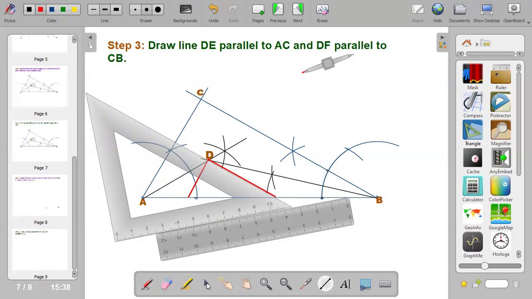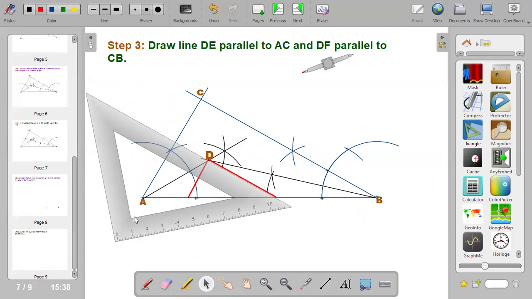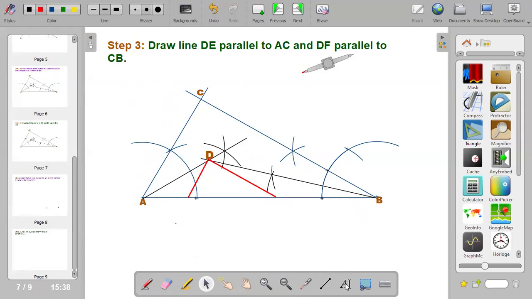I can now name the new points E and F. So this is point E, which is parallel to line AC, and F is parallel to line CB. So I'll outline the last parts. So this is how to draw a triangle when you are given the base angles and a perimeter.